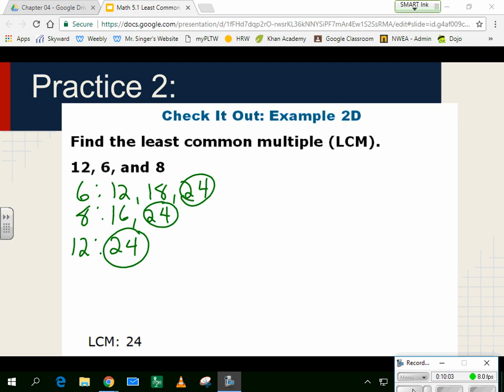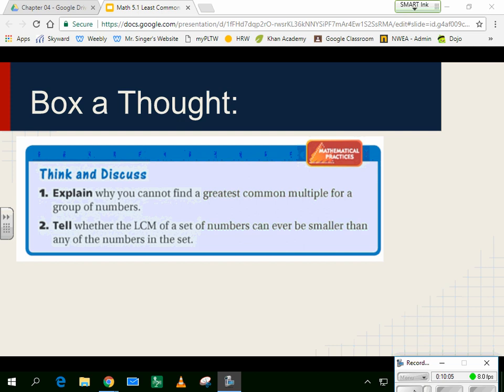Hope you did well on all those practice problems, because now it's time for your box of thought. So go ahead and take some time and write the best answer you can for explaining why you cannot find the greatest common multiple, and tell whether the least common multiple of a set of numbers can ever be smaller than any of the numbers in the set. That's a good one to think about. Try thinking, I'm basically saying, what's the difference between LCM and a common factor?